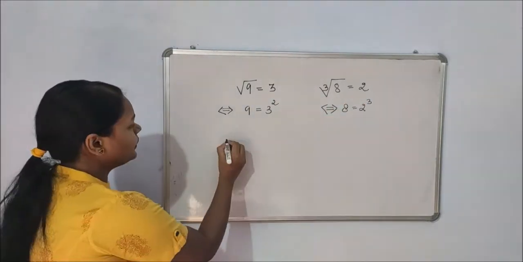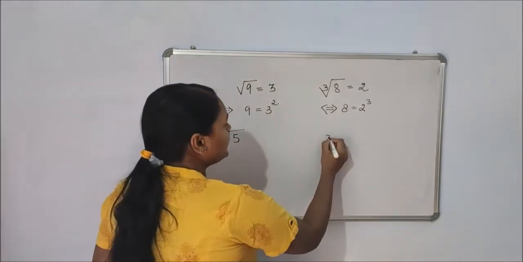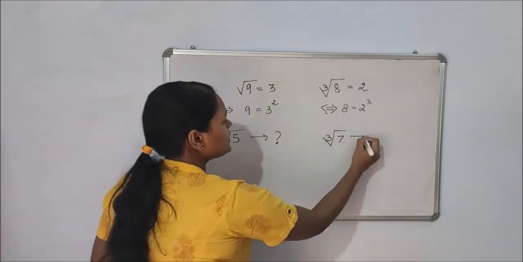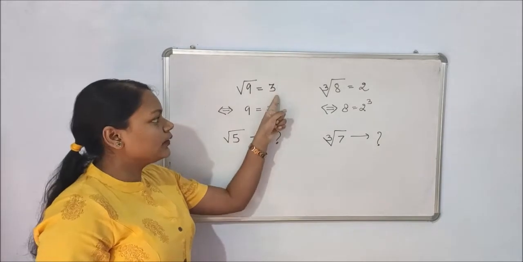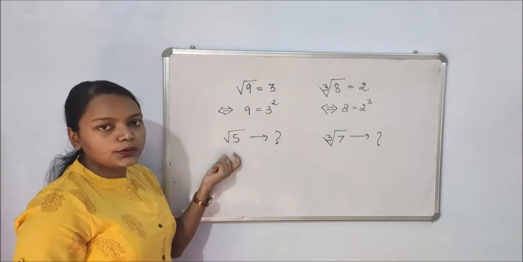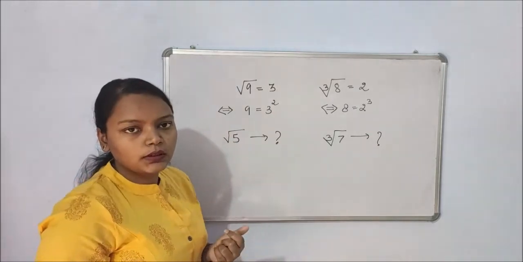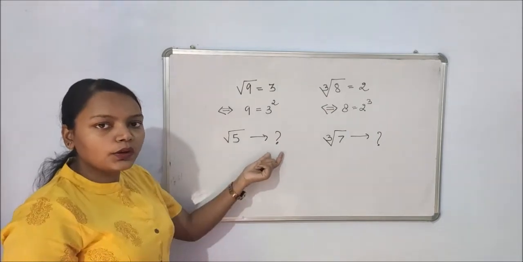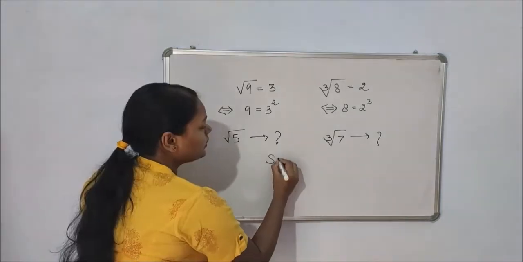But what about this value? √5. What about cube root of 7? Is it possible to express these two values as some integer like we have expressed here? We can't find any value so that I can express root 5 as some integer or cube root of 7 as some integer. So all those values which cannot be expressed as nth power of some integer, those values will be called as surds.